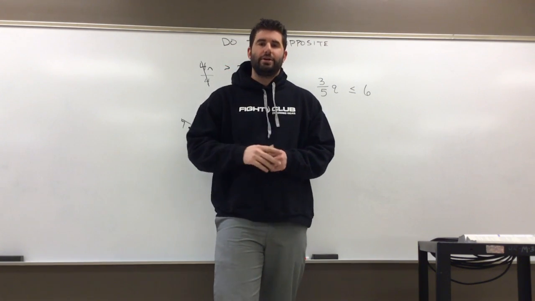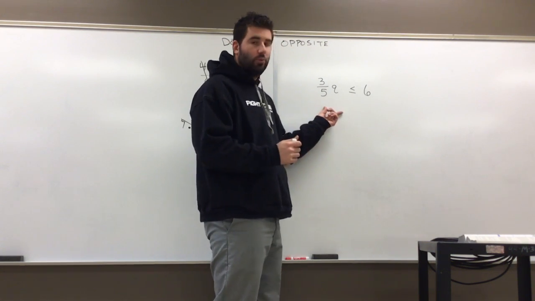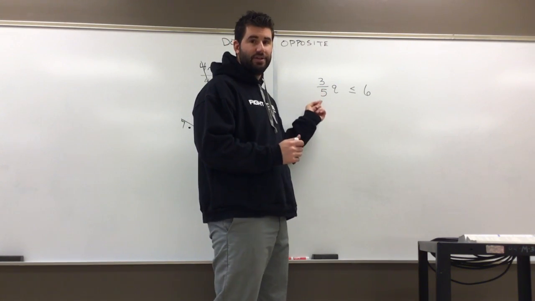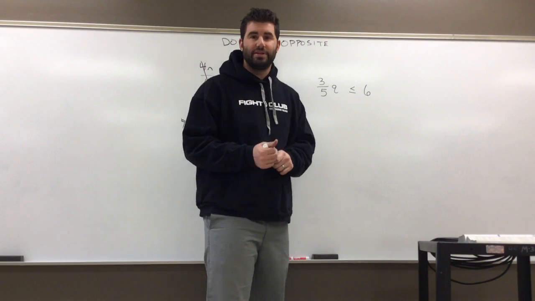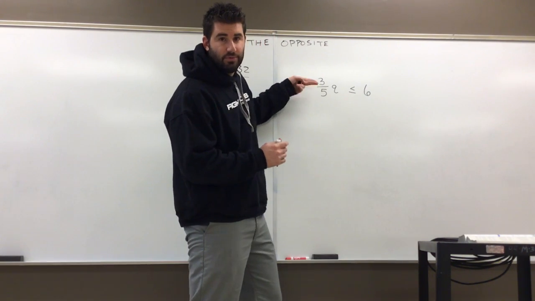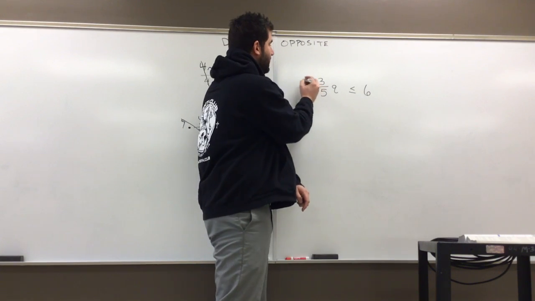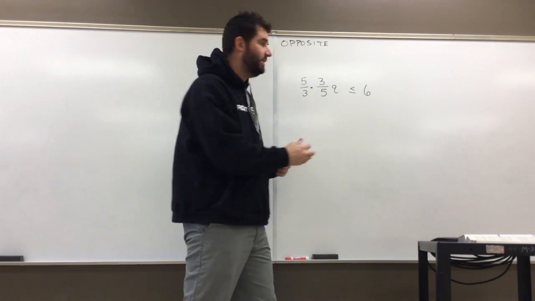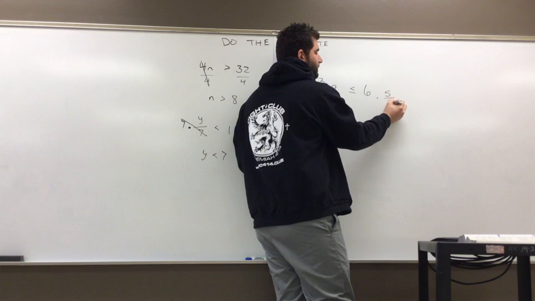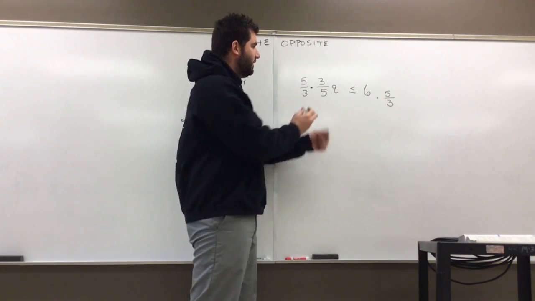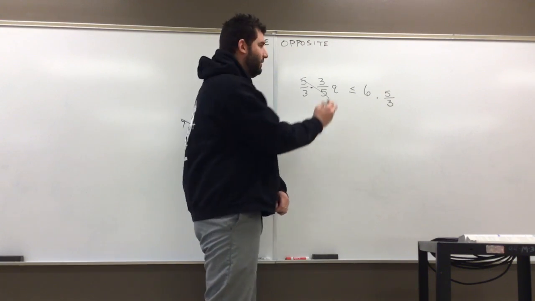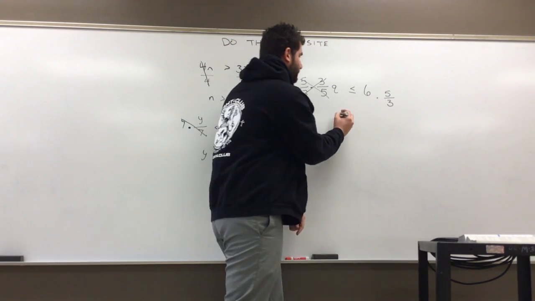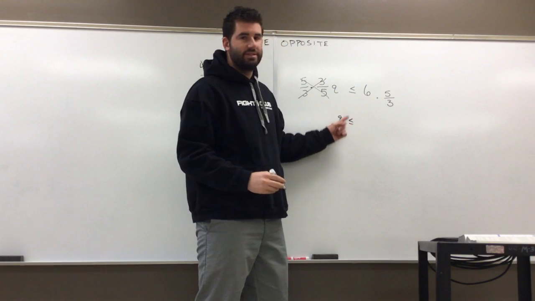Right? So we're just going to multiply by the reciprocal right away. Okay? So this is 3/5 times q. The reciprocal of 3/5 is 5 over 3. You take those two numbers and we switch them. So we're going to multiply by 5 over 3. Once again, we got to do it on both sides. Okay? Over here, there go my 5s, they cancel out. There go my 3s, they cancel out. All that is left is q. My symbol stays the same.